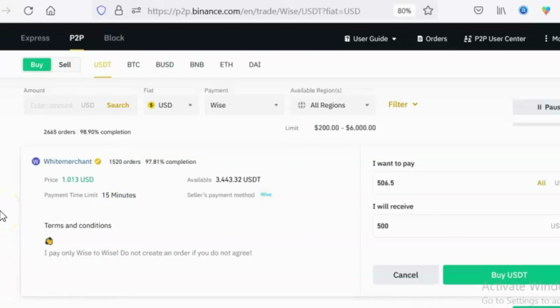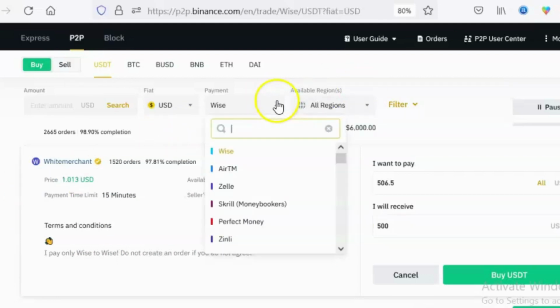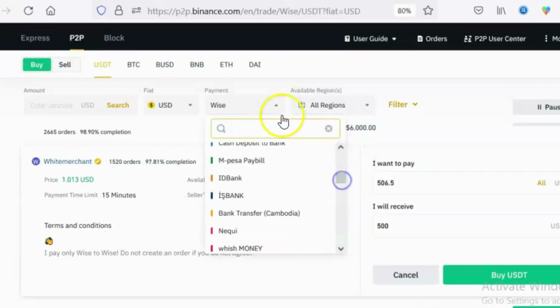P2P means of transacting is usually sought after because of its versatile nature. There are very many options available to make payment, as I showed here. So you can pick any one that is suitable to you.